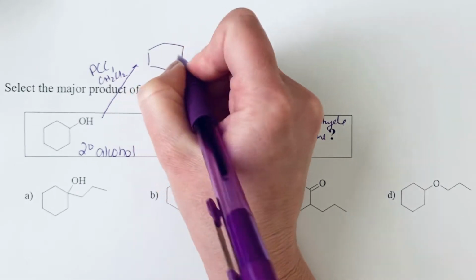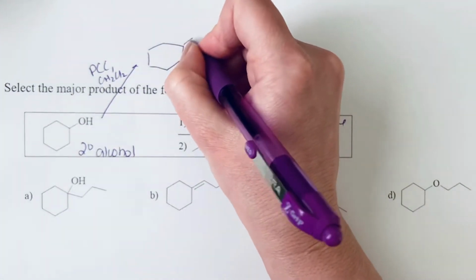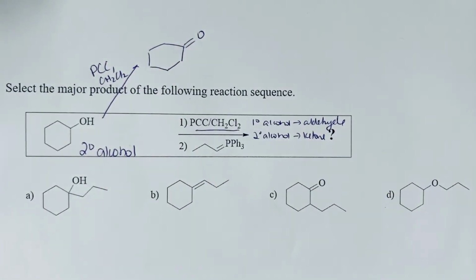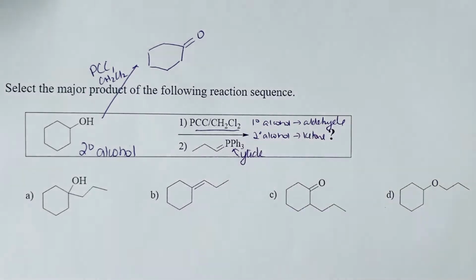A lot of times we associate PCC with making aldehydes, but you can only make an aldehyde if your starting material is the primary alcohol. So we're going to make this ketone. And what we're reacting this ketone with is an ylide. So this is your reagent for the Wittig reaction.